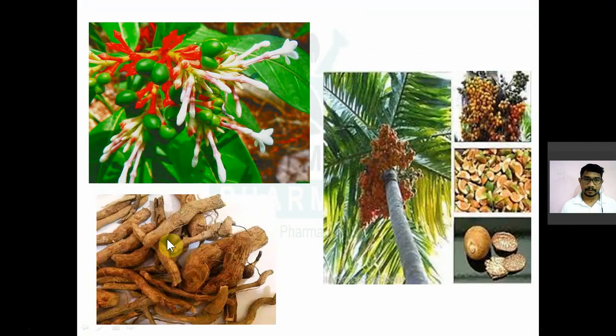So you can see over here, this is a Rauwolfia plant. These are the Rauwolfia roots. They look like a snake. See, here it looks like a snake. That's why they are known as Indian snake root. Actually, this is a tree of areca, the areca nut, which is the supari.